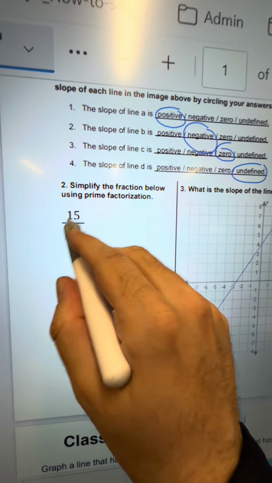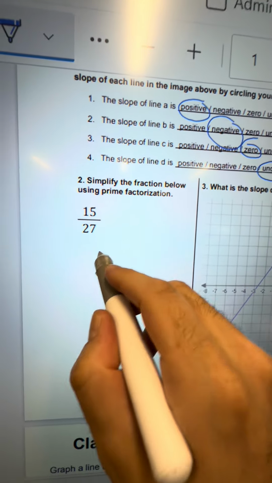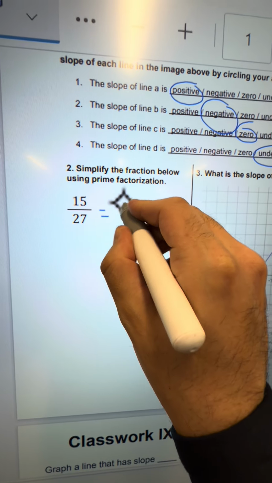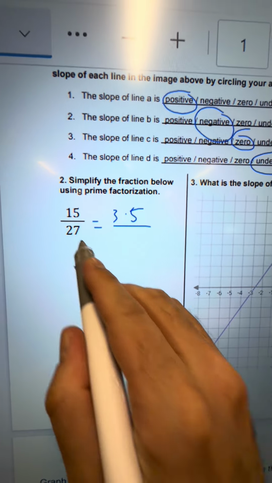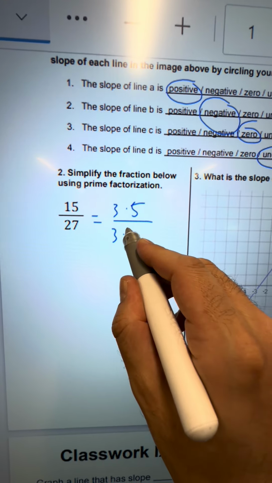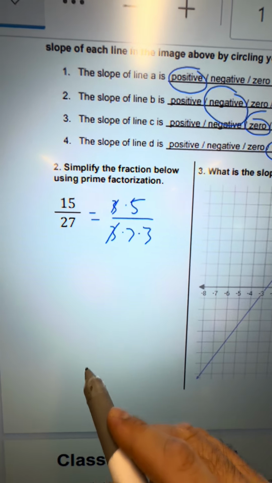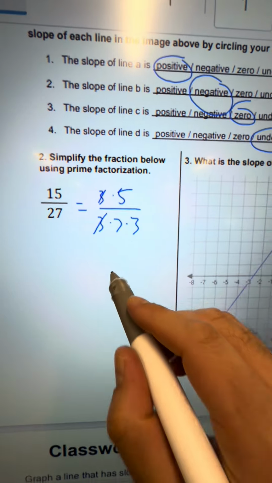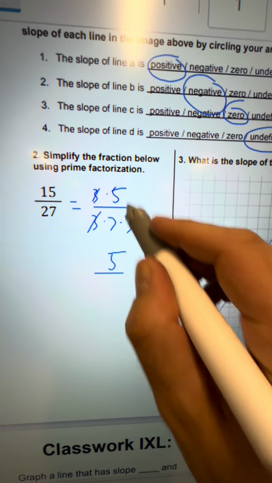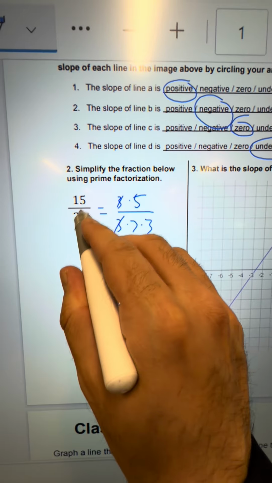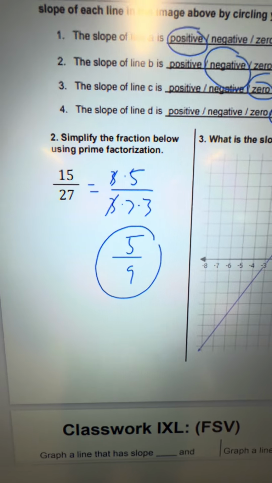Question 2 wants you to simplify using prime factorization, so simplify the fraction. So I know 15, I could break that apart into the factors 3 times 5, and then 27 would be 3 times 3 times 3. And I can see I have one pair of common factors, so my final answer would be 5 for my numerator, the top, and 3 times 3, which is 9. So my answer for 15/27 in simplified form would be 5/9.